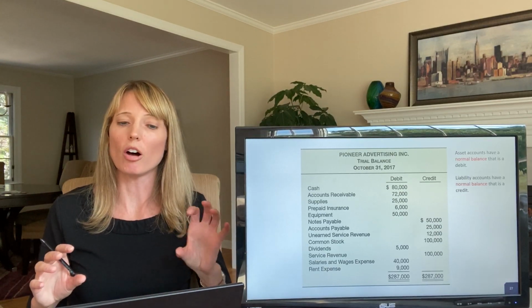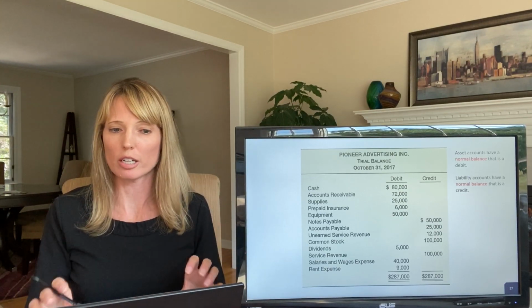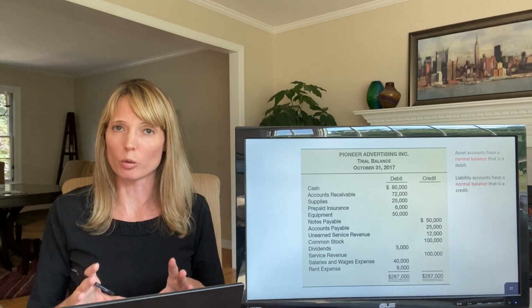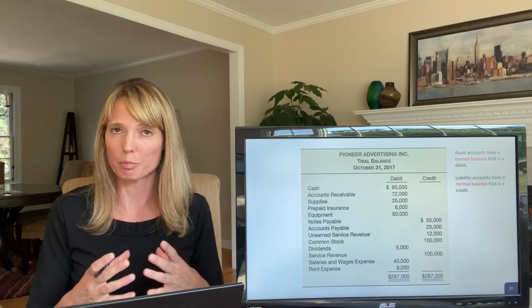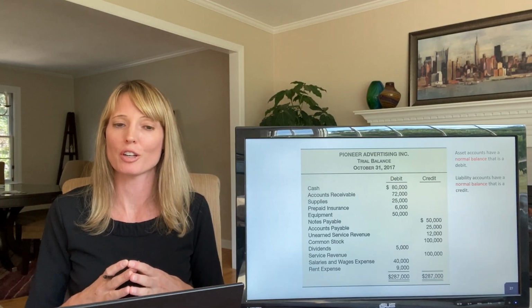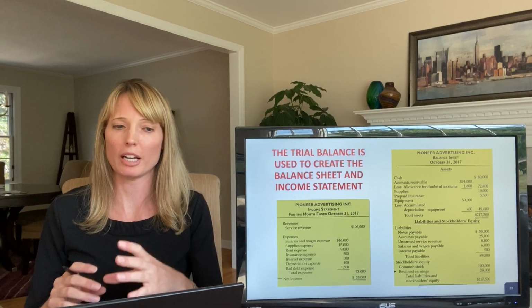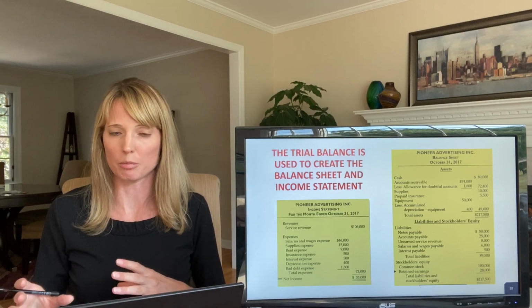We make sure that all of the debits equal all of the credits. And then we use this internal-only trial balance, primarily for the accountants and the managers. From that trial balance, we then take that data to prepare the balance sheet and the income statement.